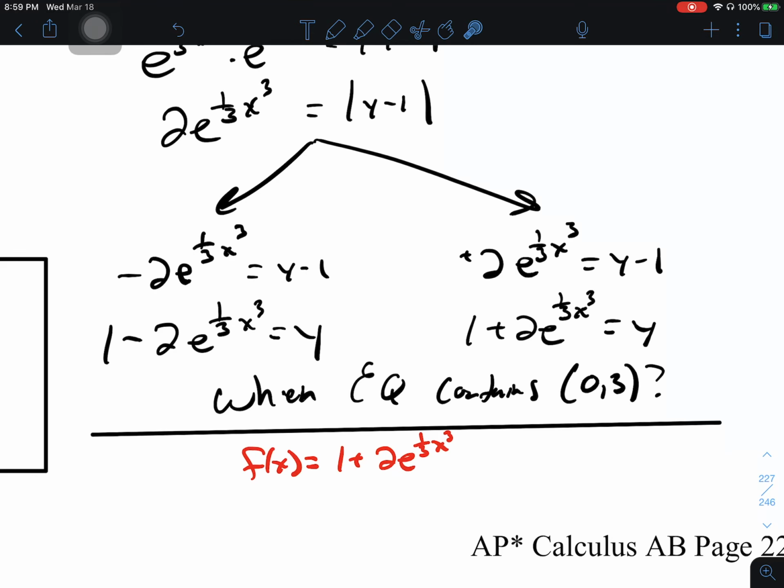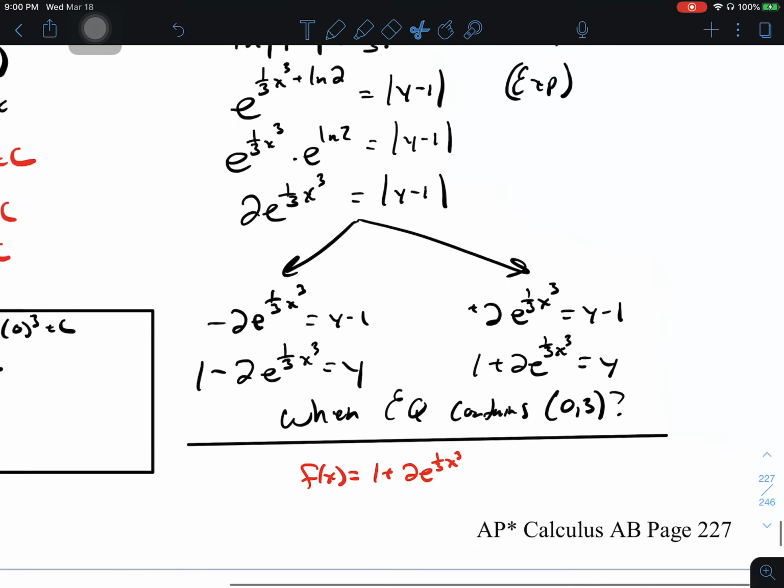Here's how I know. We need the y value to be 3, and we need the other side to also equal 3 for this to be true. If I put 0 in for x, it's 1/3 times 0 cubed, so this whole thing is 0. E to the 0 is 1. 2 times 1 is 2. 1 plus 2 is 3. So 3 equals 3. Over here, if you do the same thing, this is going to be negative 2. 1 minus 2 is negative 1. And then we're saying negative 1 is equal to 3. That doesn't make any sense. So this red answer is our official answer.